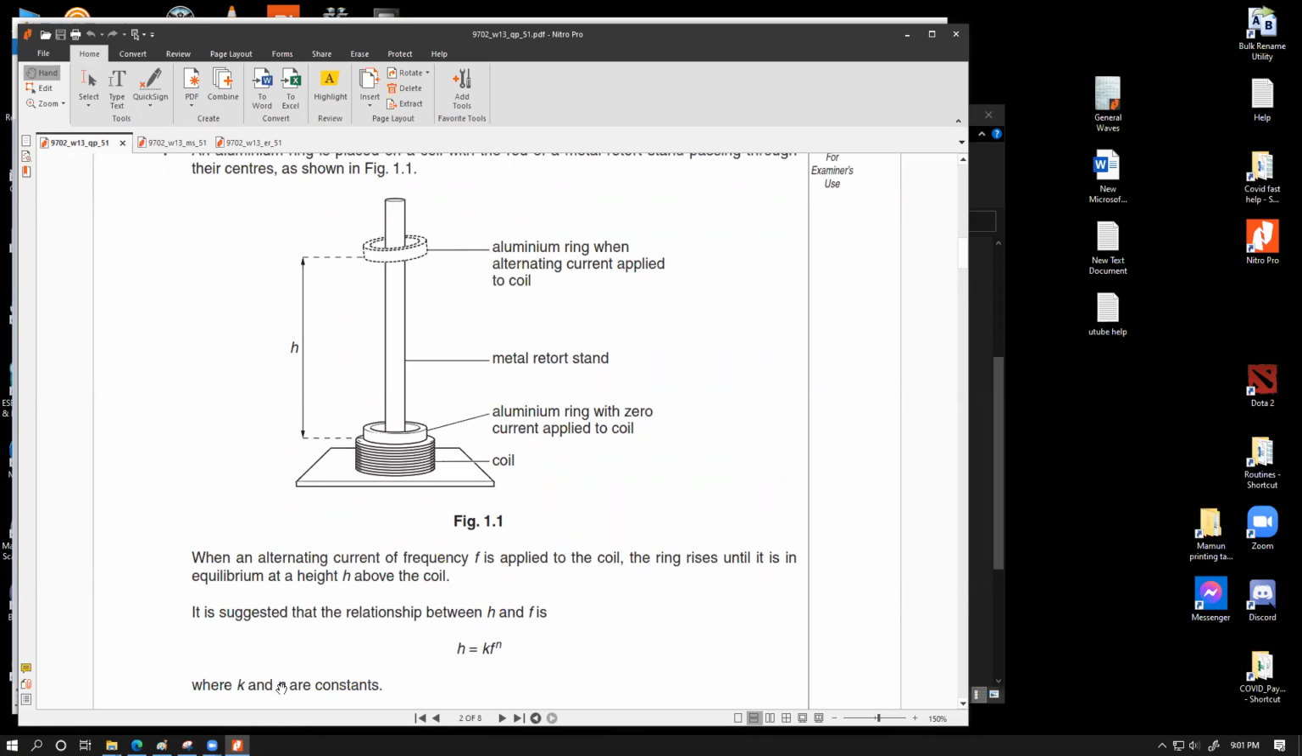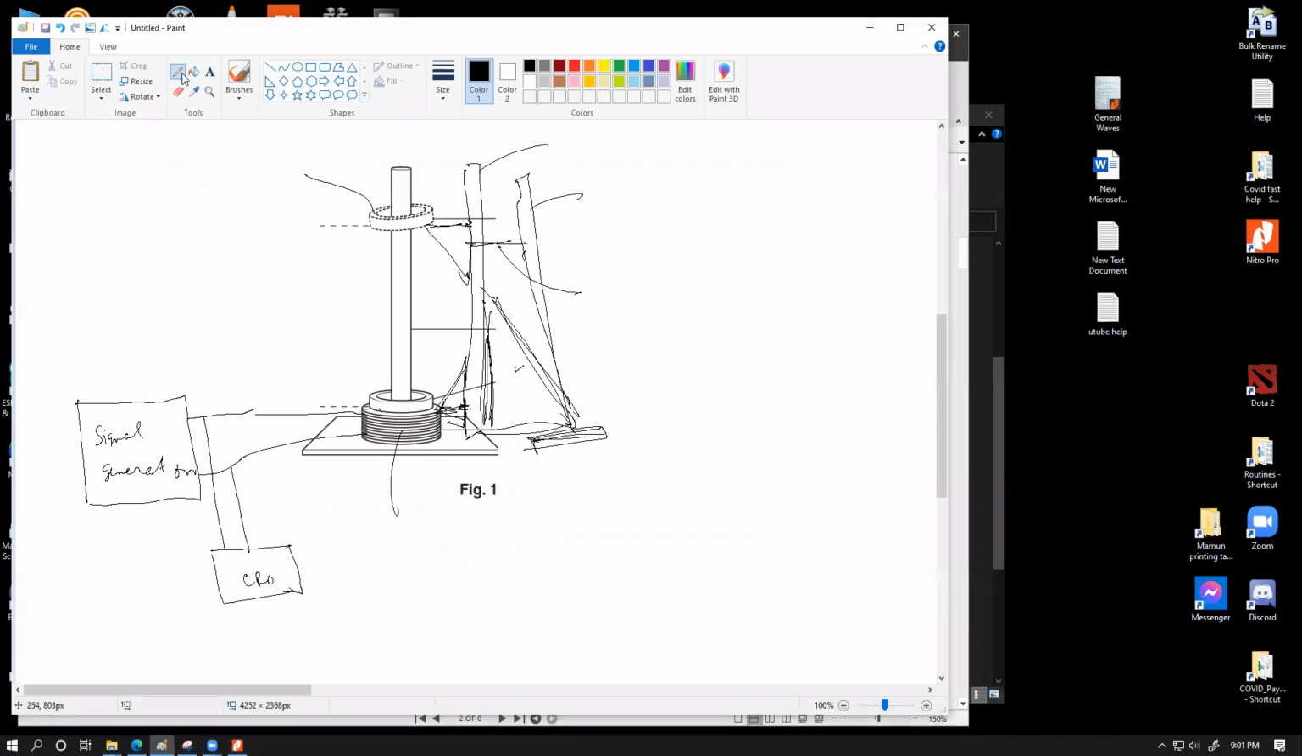So to keep the current in the coil constant, essentially we're going to require two more pieces of equipment. Someone tell me the names of these two. To keep the current constant, what do you need? Variable resistor. Beautiful. And what else do you need?